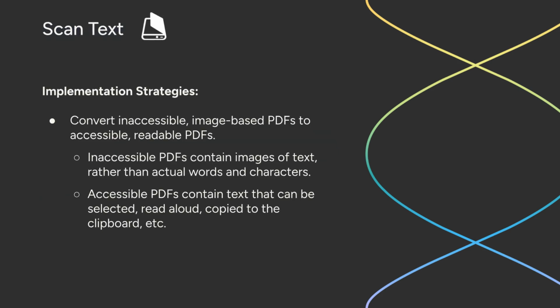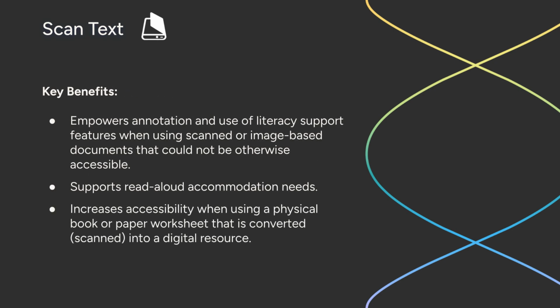This feature allows you to convert inaccessible, image-based PDFs to accessible, readable PDFs. Accessible PDFs contain text that can be selected, read aloud, or copied. Key benefits include empowering annotation and literacy support, supporting read-aloud accommodations, and increasing accessibility for scanned physical documents.